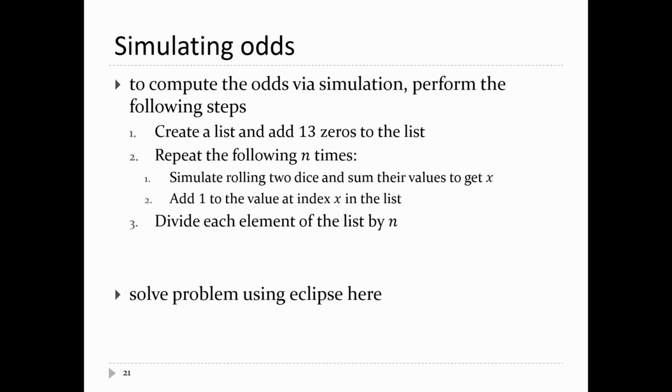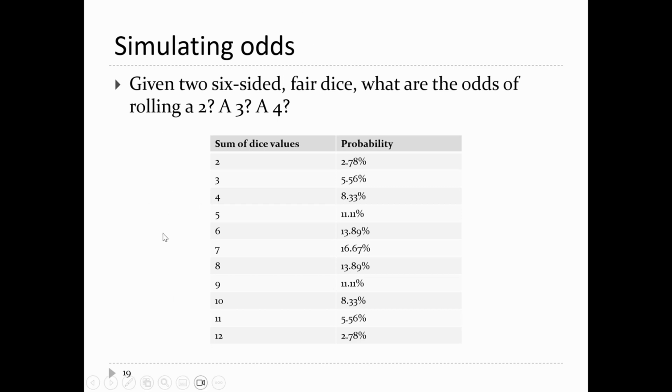All right, so the steps you want to take. Basically, I want to reproduce this table here. On the left-hand side, you've got something that looks like an index, and that's exactly what I'm going to do. On the right-hand side, you've got something that looks like a value. So I'm going to make a list that has 13 elements in it. If you have a pair of fair dice, then that is the theoretically correct probability.